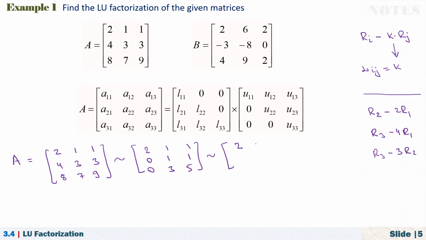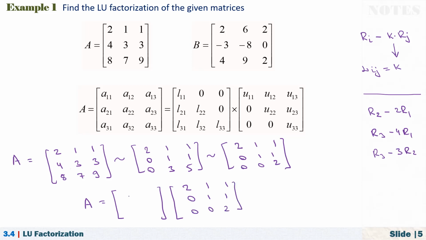Here we have 2, 1, 1, and 0, 1, 1. And here we have 0, -3 plus 3, -3 plus 5 is equal to 2. So this one is an upper triangular matrix. Then this A will be equal to a lower triangular matrix times an upper triangular matrix. That is 2, 1, 1, 0, 1, 1, 0, 0, 2.